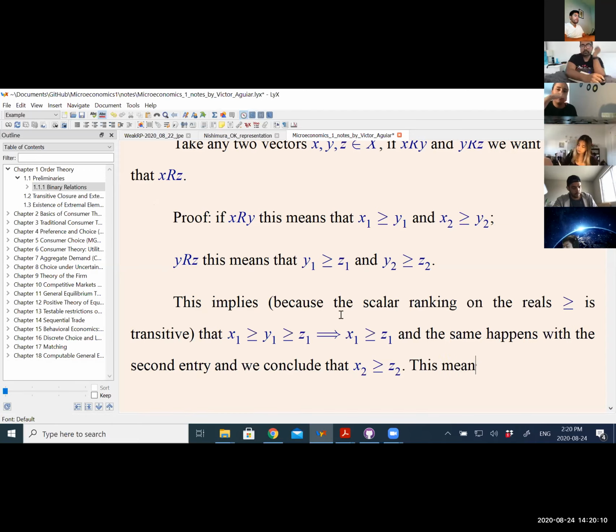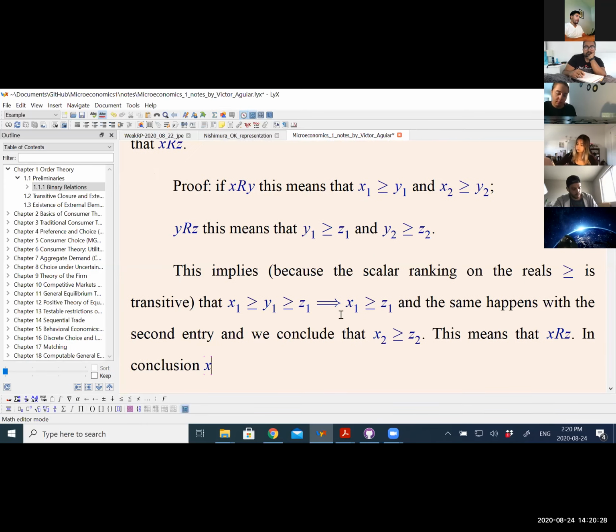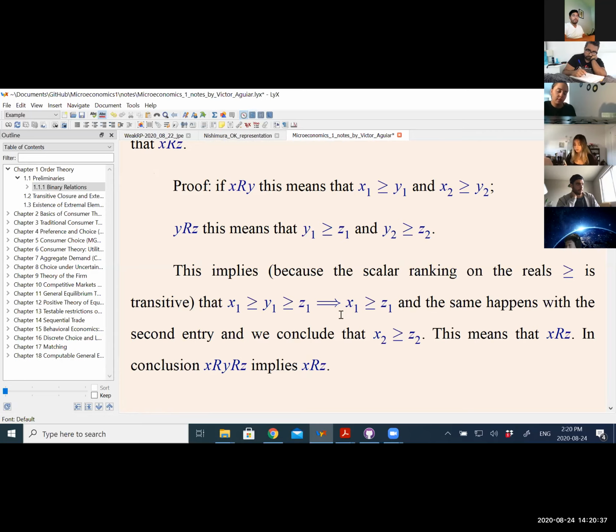So now this means that the vector x is in relation with, sorry, in relation with z, which was what I wanted to show. So in conclusion, x is in relation with y and y is in relation with z implies x is in relation with z. So I proved transitivity. Okay, that's it. So this is a simple proof. We use a fact that we knew, that the scalar ranking was transitive. We're using it to prove that the ranking on the vectors is transitive.